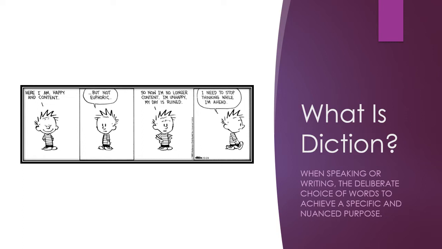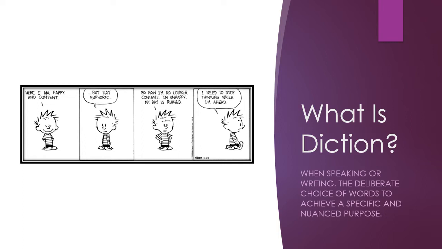So even though euphoric essentially means happy, he realizes that there's a little bit of nuance between being happy and being euphoric. And the fact that he's not euphoric then goes on to make him unhappy and to ruin his day. And then he says he has to stop thinking, which is funny. Sorry for ruining the joke. But that's the essential idea here: Calvin didn't carefully pick his words, and not carefully picking his words actually ruined the purpose of just being happy with himself, being content with himself.